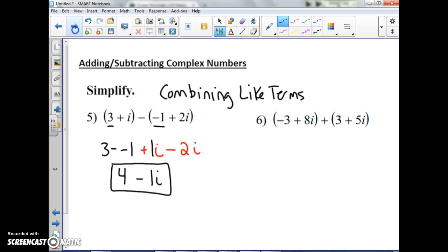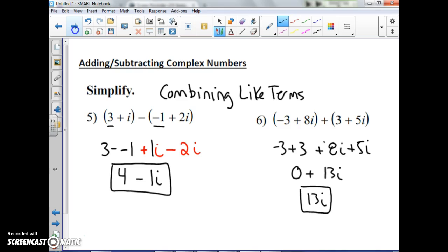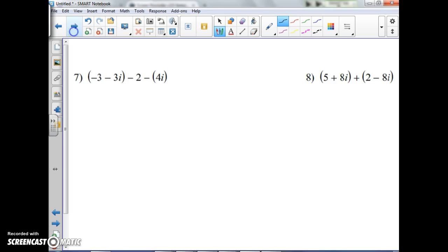So I get 4 minus 1i as my final answer. Now let's look at this next one. I'm adding negative 3 and positive 3 together. I'm combining those two terms together. And then I'm taking 8i and I'm adding 5i to it. So negative 3 plus 3 is 0. 8i plus 5i is 13i. So it's basically 13i is my final answer. So when I'm thinking about adding and subtracting, all I'm thinking about is combining like terms. So with that said, I want you guys to try 7 and 8, and we'll talk about them on Monday.